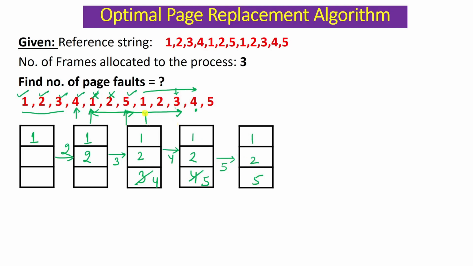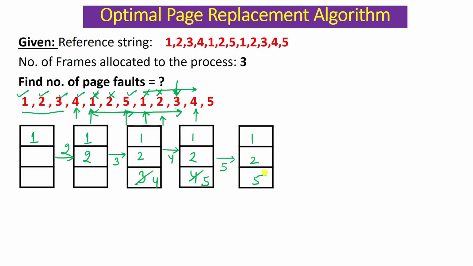Now see 1. So 1 is already here, so there will be no page fault. Again 2 is already here, no page fault. So here no page fault, no page fault. Now 3, will it generate page fault? Yes, because 3 is not present here. So I have to replace any page out of 1 to 5. I am currently here. So which page should I replace out of 1 to 5? So here you can see here we have the 4.